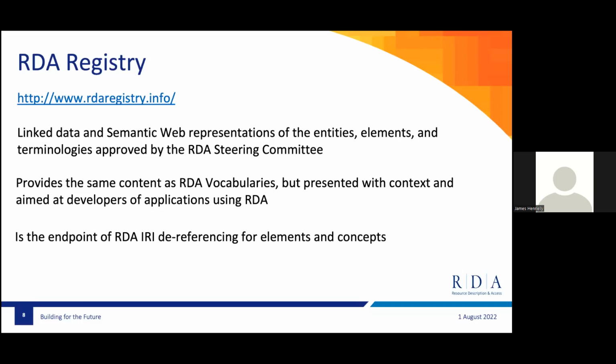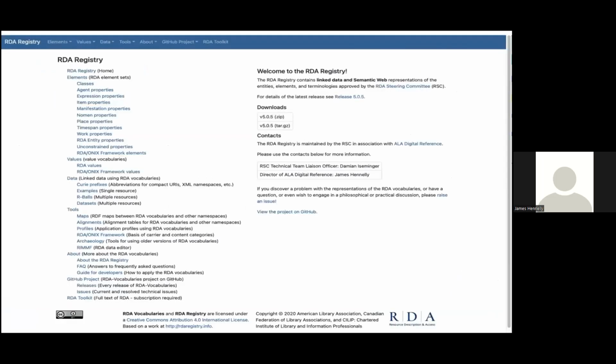So I'll just take you on a small tour of the registry. On this slide, we have our landing page for the RDA Registry. I'll point out a few important areas that you might want to take a look at later. The area highlighted in red here is the elements page. That would include the classes and then any of the agent properties, the work, expression, item and manifestation properties, the nomen properties, the place properties, the timestamp properties, and the RDA entity properties.